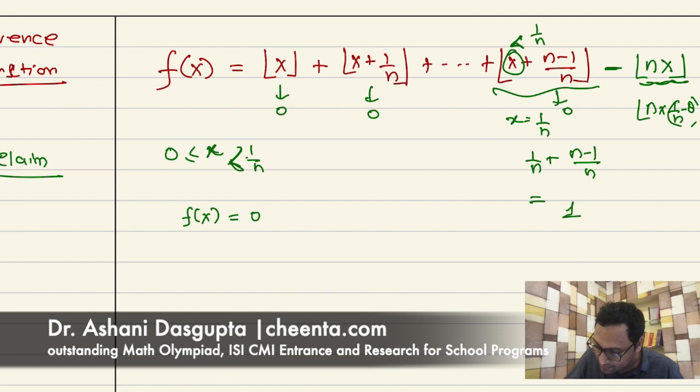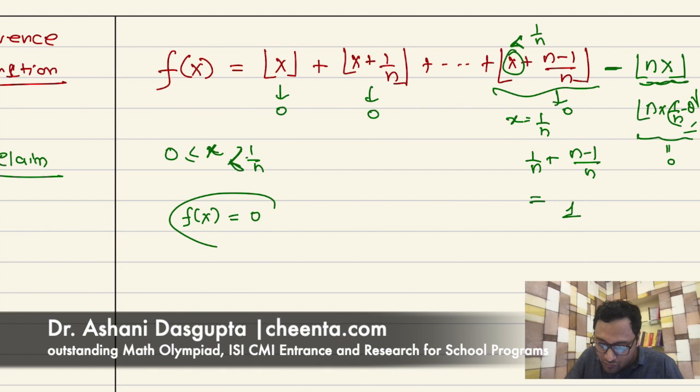So you can easily see that this is a fraction less than 1. If you multiply n by something less than 1 over n, then that product will be less than 1. I hope I'm making sense. You can also think a little bit about it. If you multiply a number by something less than the reciprocal of the number, the product is always less than 1. Okay, so this is also 0. So f of x is equal to 0 in this particular interval.